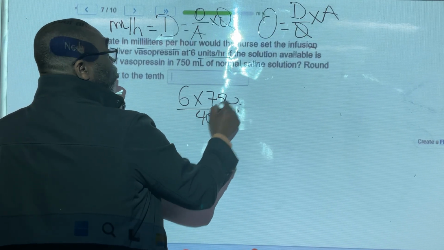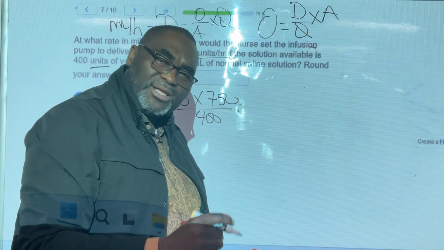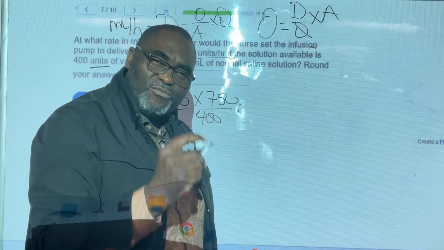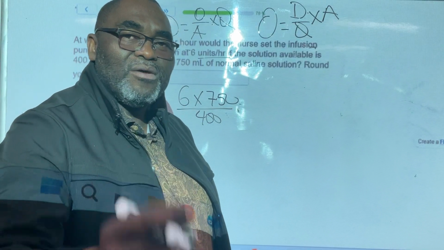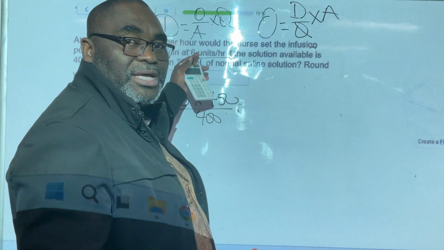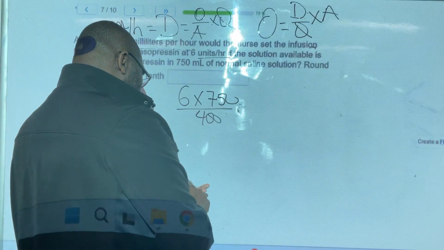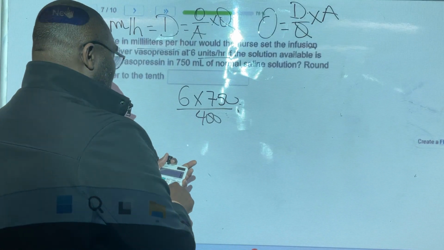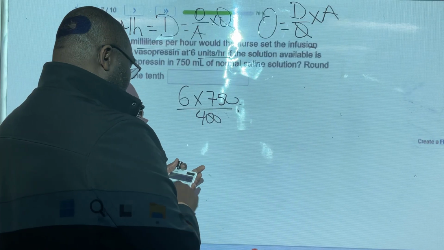But Mr. Z, why did you not use that one? Oh, I cannot use the order. I keep telling you, for you to solve a dosage, you must look for milliliter per hour. If the question is looking for milliliter per hour, yes, sir, it means we're going to be on the dosage side. So now, we'll do 6 times 750 divided by 400.